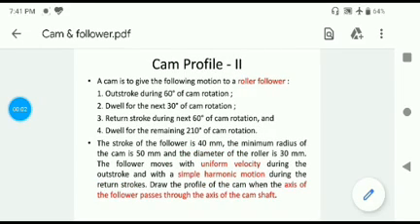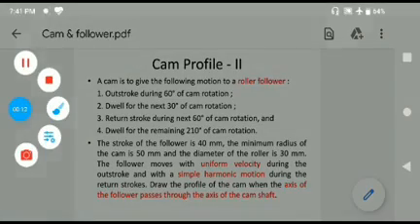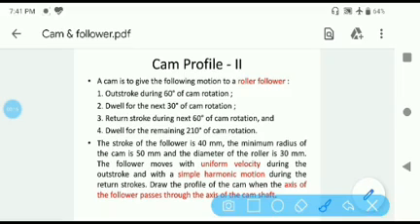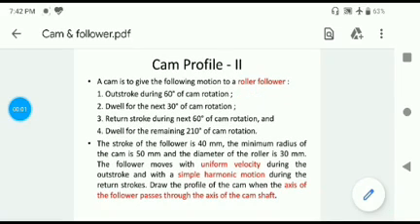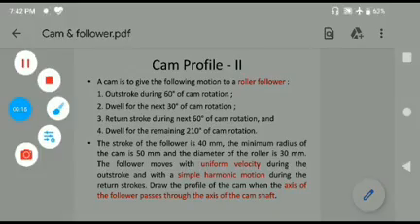When you read the question carefully, you will understand that comparing the previous question that we did, the only difference you will find in this question is the type of follower used. In this particular question, the type of follower used is a roller follower compared to the knife edge follower that was used in the previous question. The other details regarding the type of motion of the follower and the way in which the cam angle is divided based on the type of motion of the follower are all the same.